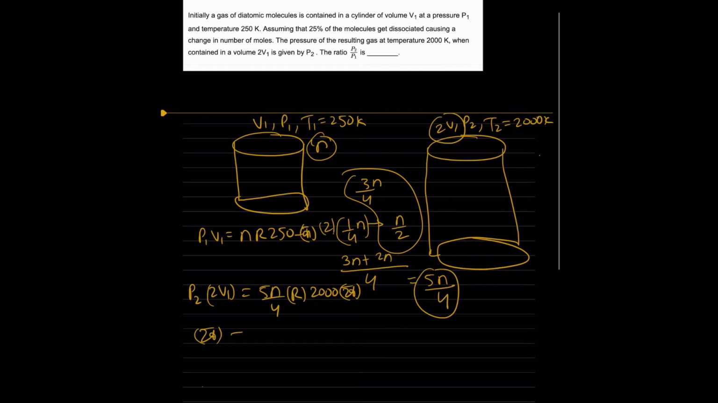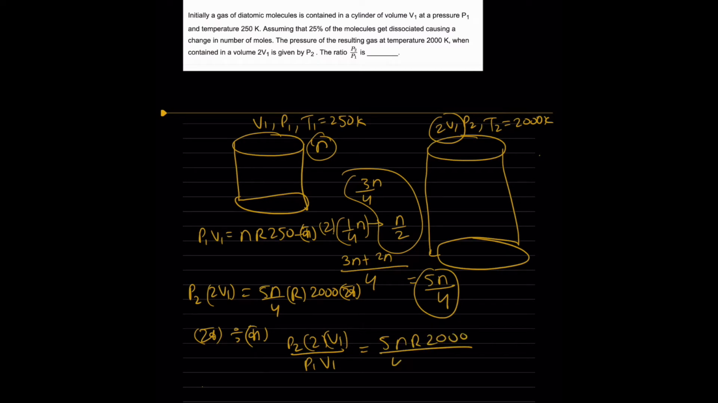K divided by K, right? So what we'll get over there is, of course, this V and this V will get cancelled. I'll just write it down, okay? So P2 into twice of V1 upon P1 into V1, no problem over here. I have 5NR 2000 upon 4, and this will come as equal to N into R into 250.